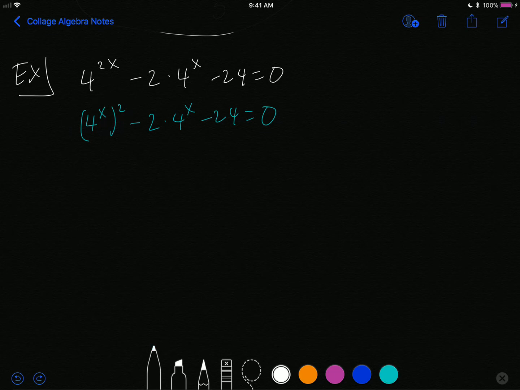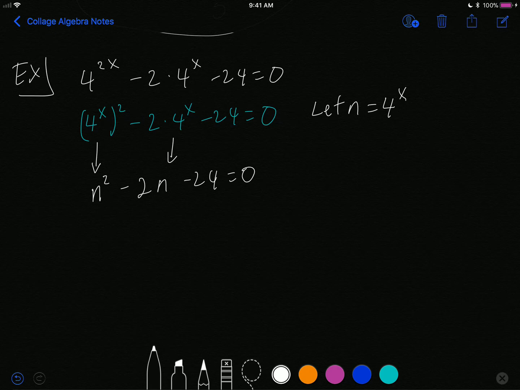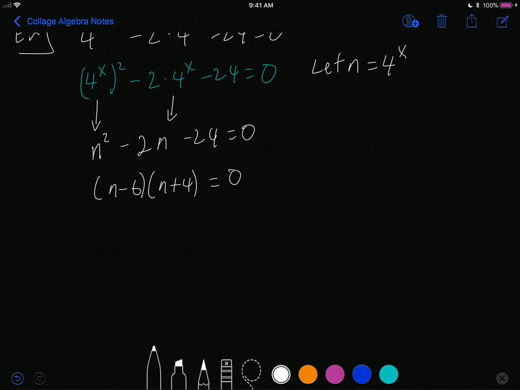So you're saying to yourself, well, why? Well, the answer is I can then replace this 4 to the x with a letter. I can say that this is n squared minus 2 times n minus 24 equals 0. I'm going to let the letter n represent 4 to the x. By that representation, I now have a simple quadratic equation that can be factored and solved. This factors into (n minus 6) multiplied by (n plus 4) equals 0. And so that will give me n equals 6 and n equals negative 4.